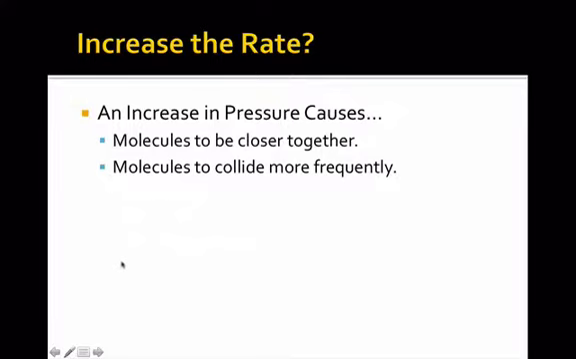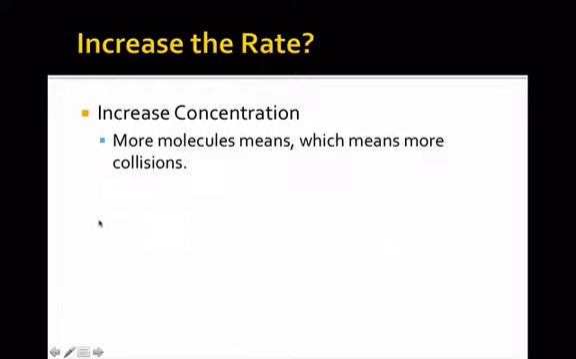An increase in pressure causes molecules to be closer together, which is going to mean that they're going to collide more frequently. If we shove the molecules closer together, there's a greater chance that they're going to collide, and that they're going to collide with the correct energy and orientation. We can also increase concentration. It's kind of the same thing. More molecules means more collisions, which means the reaction's going to proceed faster.